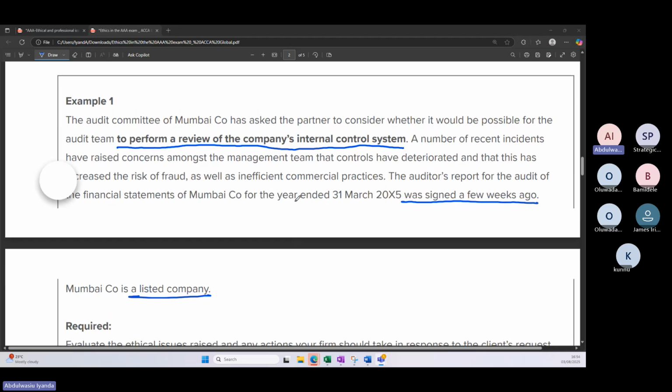Because if you review now, at the end of the day, that's when you test the internal control. The result can either be two: it can show that your internal control system is weak, or that it is strong. Looking at this scenario, it seems the internal control is weak because a number of recent incidents have raised concern about the management team, that controls have deteriorated, and this will increase the risk of fraud.